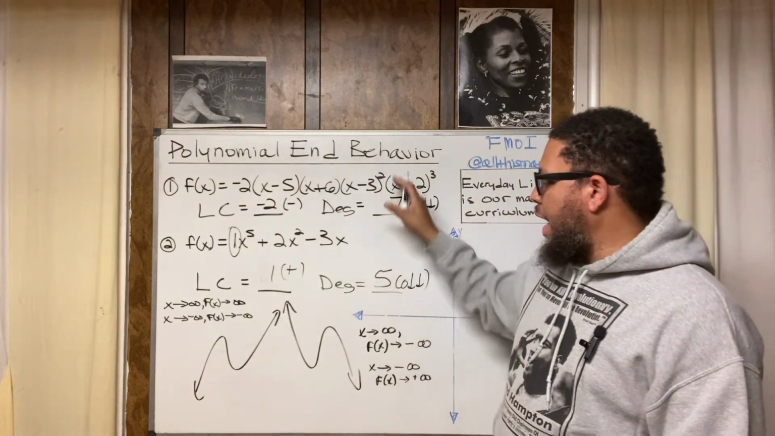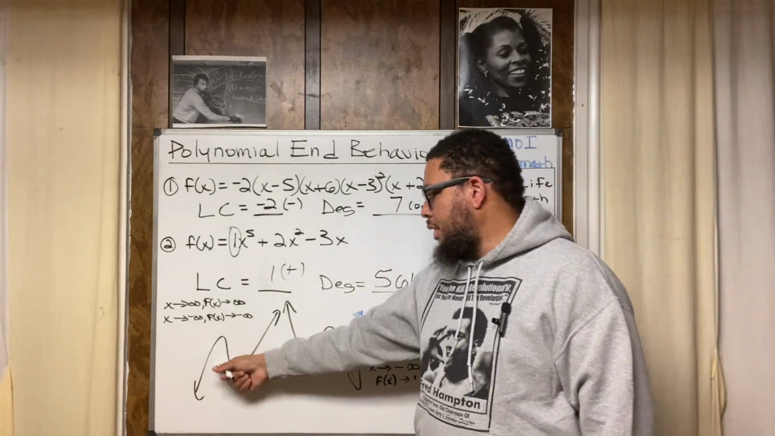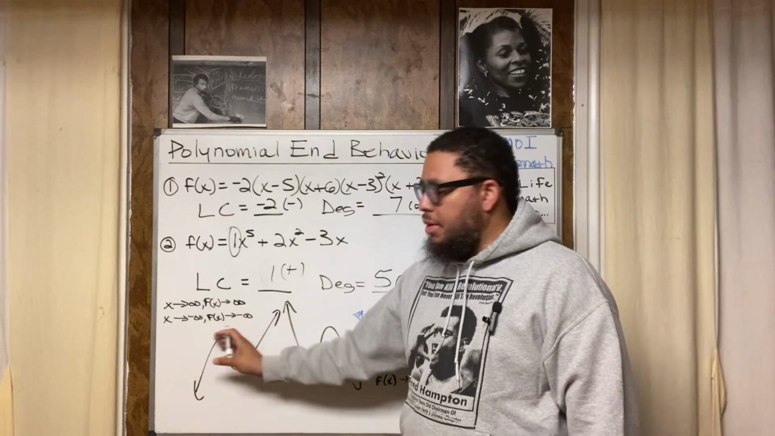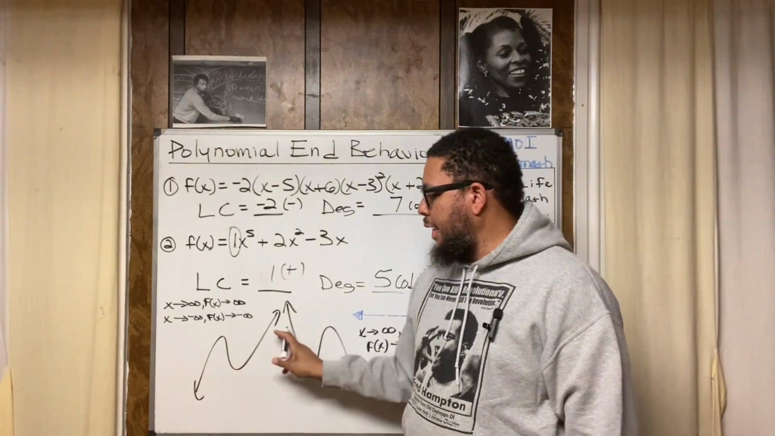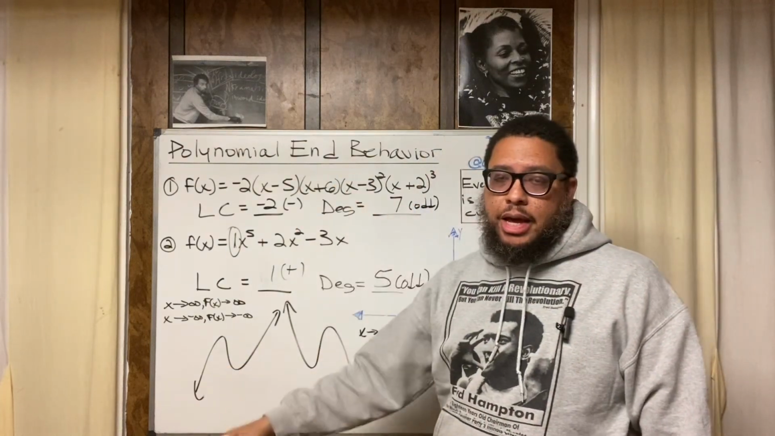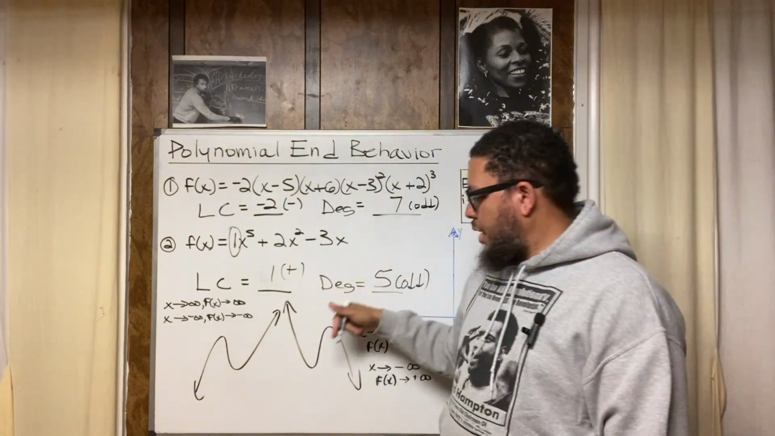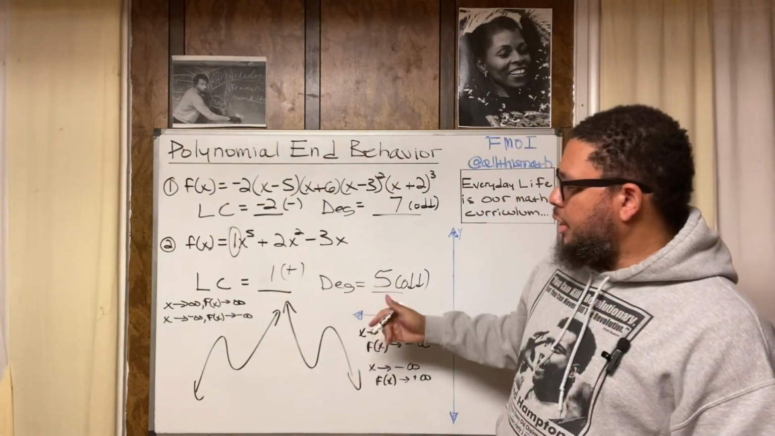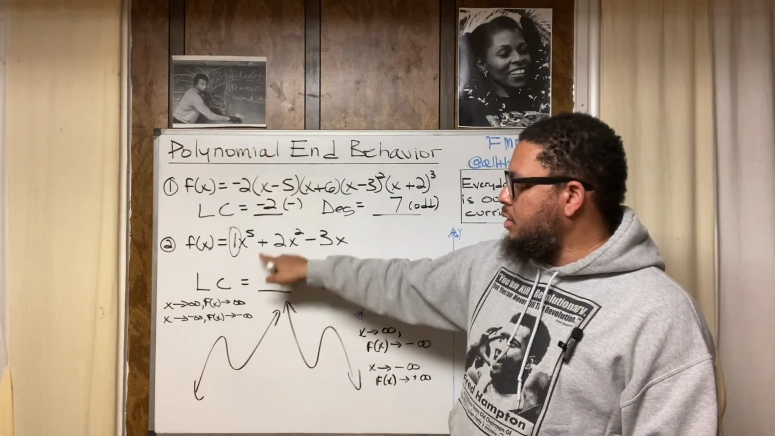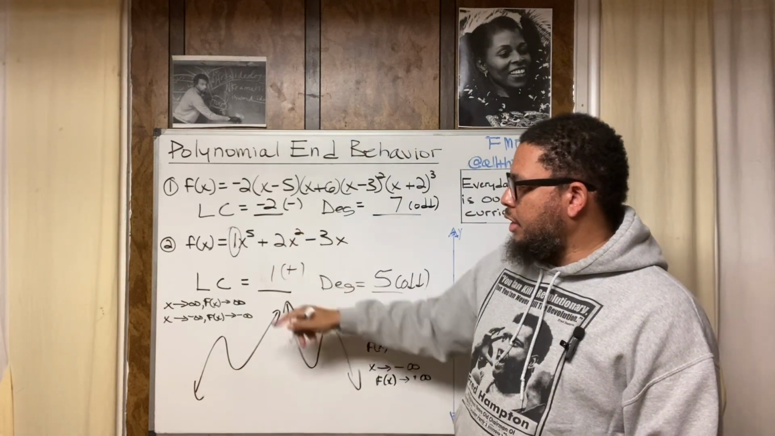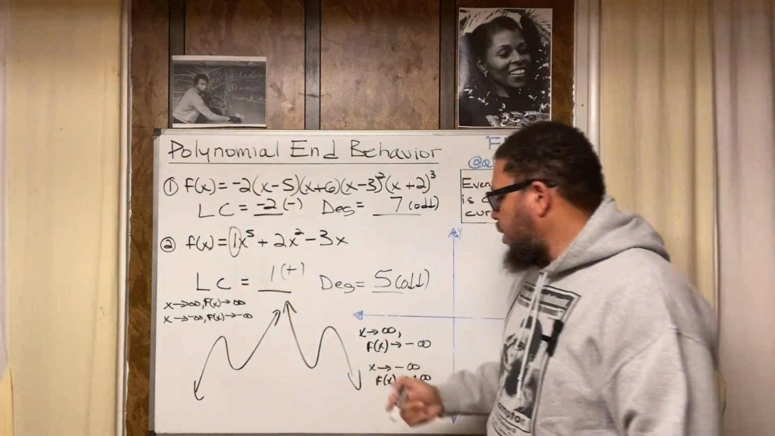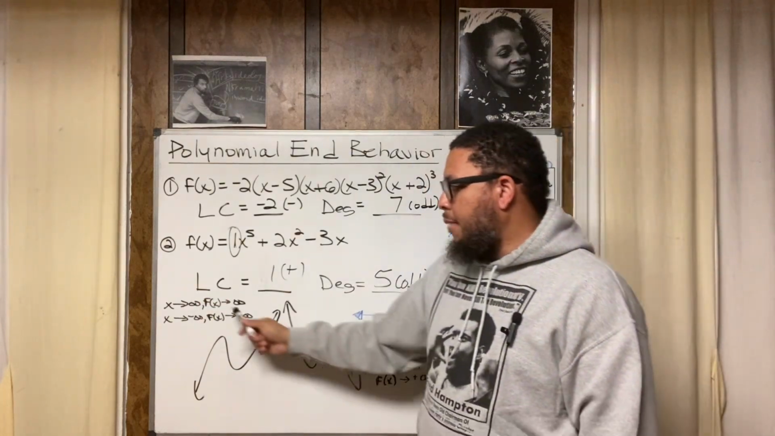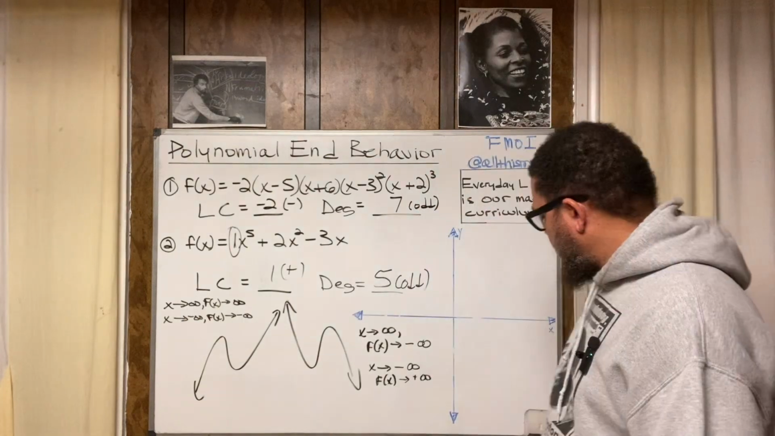So it's odd. Both of these examples were odd. When it's odd, it's going to look like this, or some type of variation. It might look different in the middle, but on the ends, it's going to look like that: one arrow going down, one arrow going up. And how do you know which one is which? It's based on whether your lead coefficient is positive or negative. Then you write it up like this. If you need to review how I got these answers, just hit rewind. It's cool.